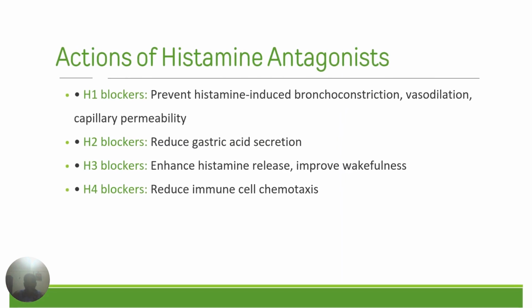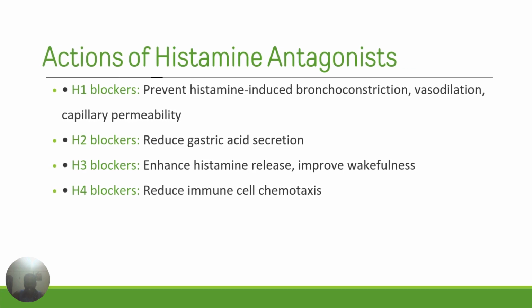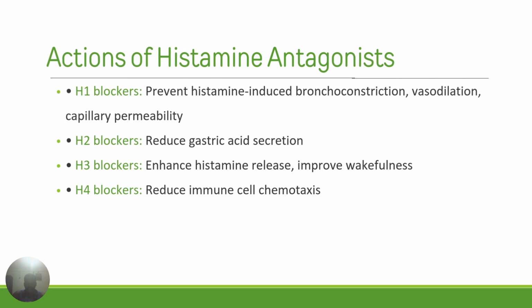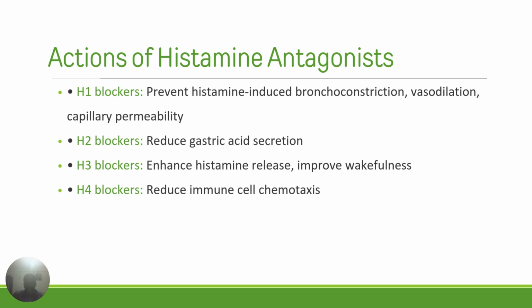Next, we will look at the actions. After we've looked at the indications where these are being used, we are going to look at the actions of histamine antagonists. So H1 blockers are used to prevent histamine-induced bronchoconstriction, vasodilation, and capillary permeability. H2 blockers are used to reduce gastric acid secretion. H3 blockers are used to enhance histamine release and improve wakefulness. For H4 blockers, they are used to reduce immune cell chemotaxis.